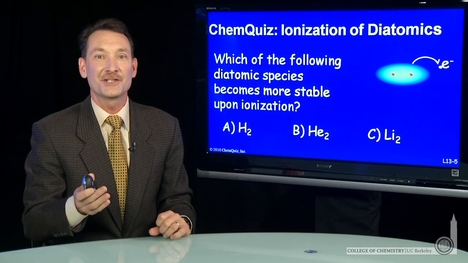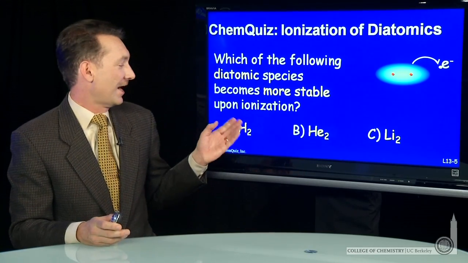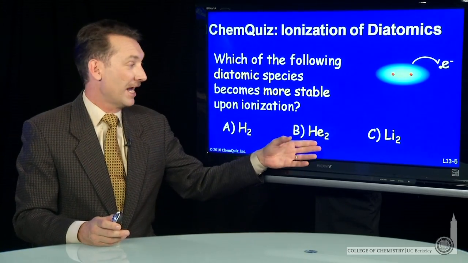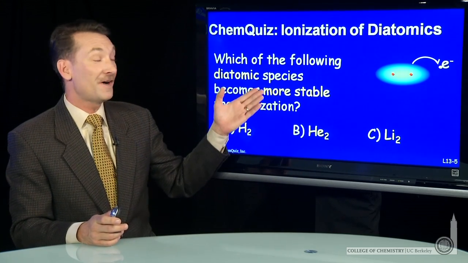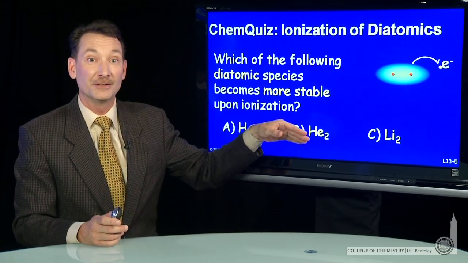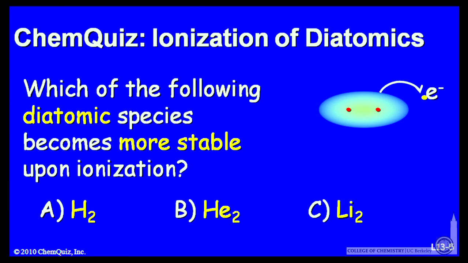Let's look at the ionization of some diatomic molecules. I have H2 the molecule, He2 the molecule, and Li2 the molecule. Which of the following gets more stable upon ionization? Think about that for a minute and make a selection.